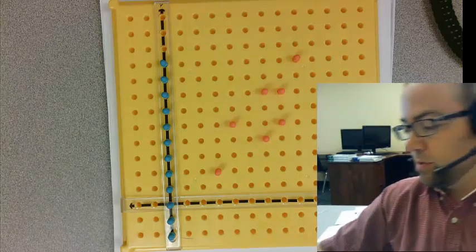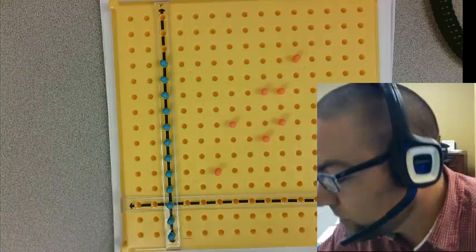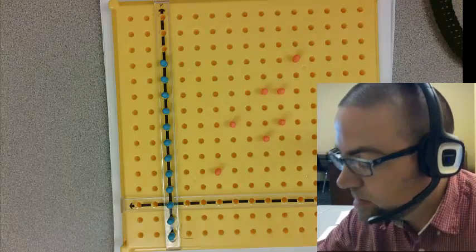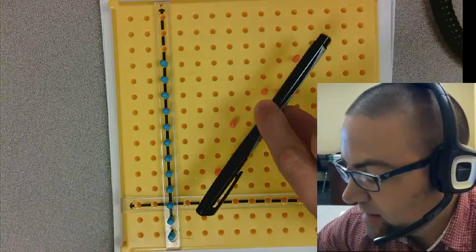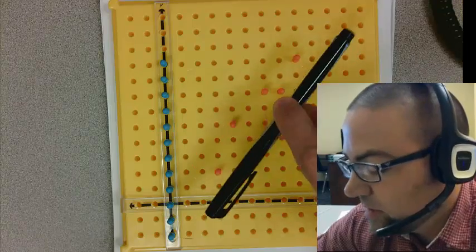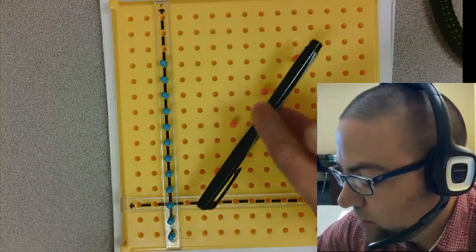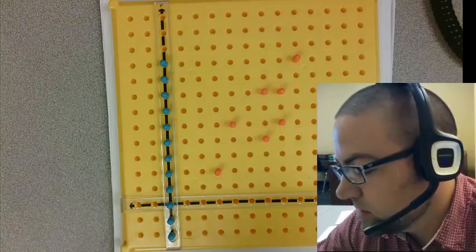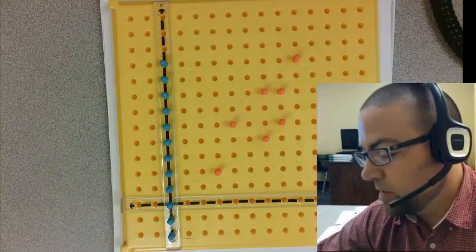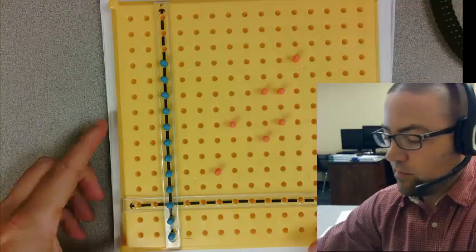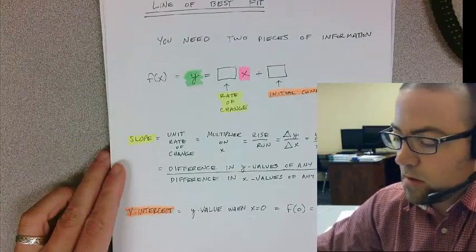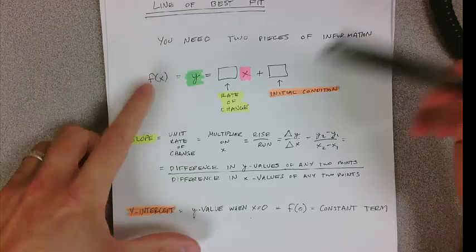Hello everyone, we're going to be making a line of best fit, and to construct that we're going to take what looks like the best line that would fit this set of data. So the way that we do that, we need to get two pieces of information. Okay, so for a line of best fit, you need two pieces of information.